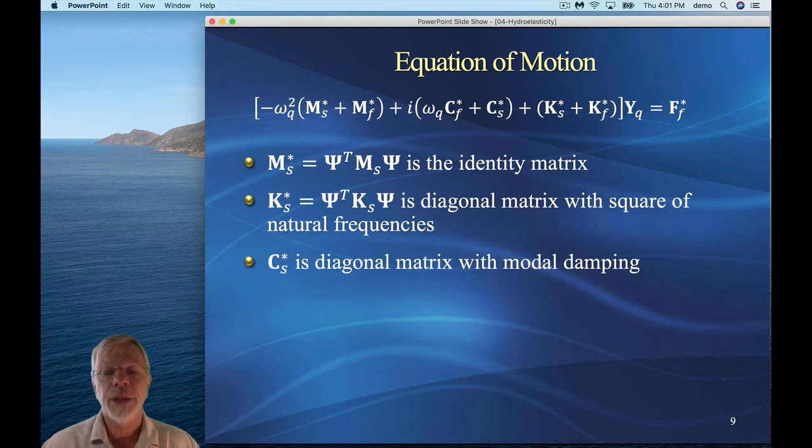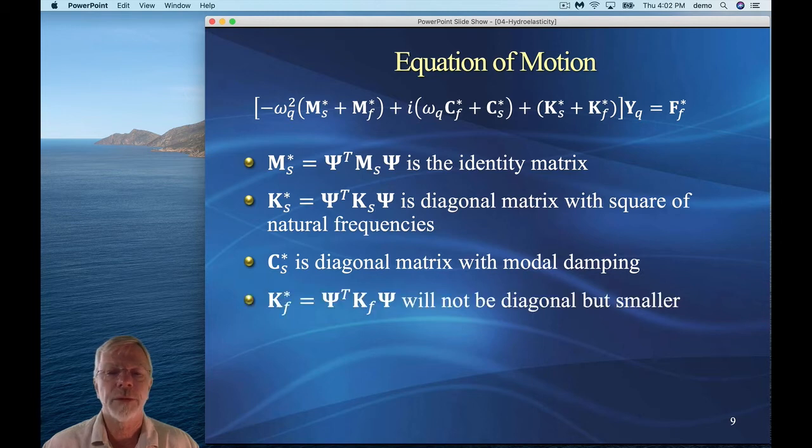CS star is a diagonal matrix with the modal damping. Now, we don't carry out this multiplication explicitly because we don't form Cs, rather. So we just form the diagonal matrix with the modal damping. Kf star is equal to psi transpose Kf psi, and it will not be diagonal because we're using the dry in-air mode shapes. But it's going to be smaller. It's going to be m by m.